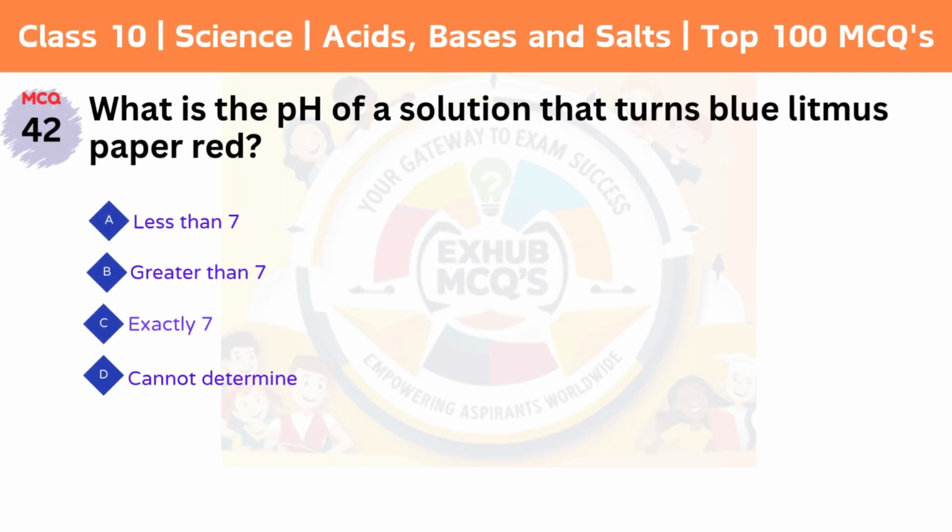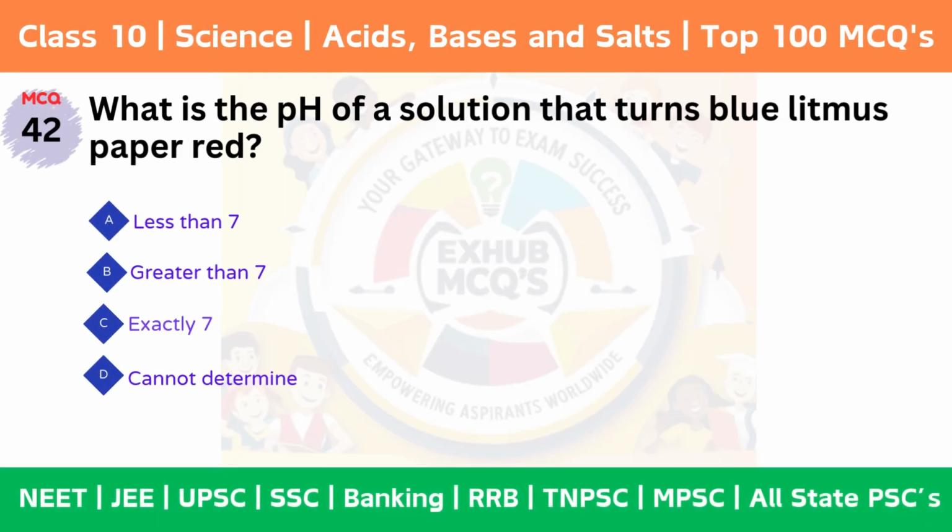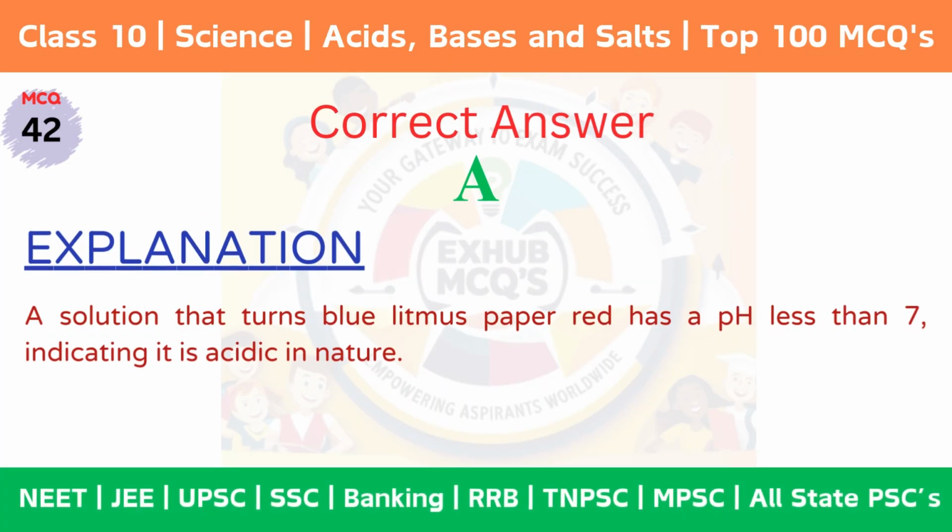MCQ 42. What is the pH of a solution that turns blue litmus paper red? Option A, less than 7. Option B, greater than 7. Option C, exactly 7. Option D, cannot determine. The correct answer is option A, less than 7. Explanation. A solution that turns blue litmus paper red has a pH less than 7, indicating it is acidic in nature.